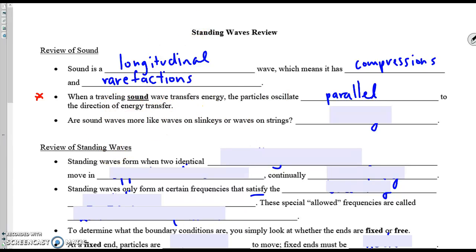So what do you think? Are sound waves more like waves on slinkies or waves on strings?